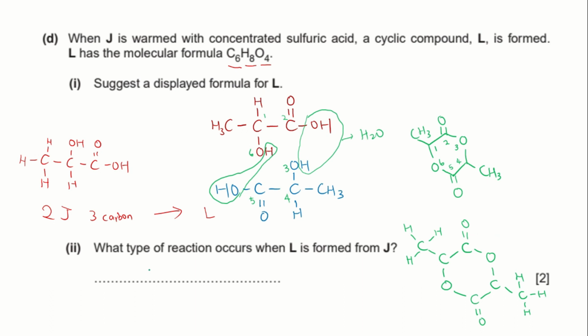What type of reaction occurs when L is formed from J? Condensation reaction. Why is esterification a condensation reaction? Because two molecules join together to form a larger molecule, and smaller molecules are also eliminated. This type of reaction is called condensation.